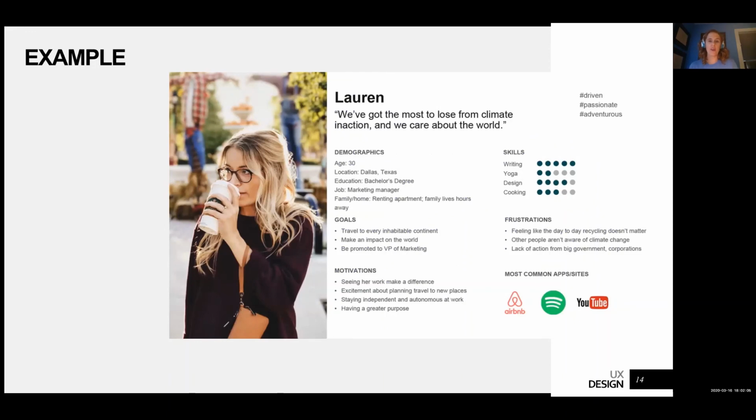Here's an example of one I created. This is Lauren. She's got her demographic profile, and all of this is based in fact. I also had goals, frustrations, and motivations that I was working from. And again, all of this is based in fact from the interviews that I did for my project. Now, you can create your persona using tools that you're comfortable with. Some people create them in Photoshop, some in Figma or Sketch. This one I created in PowerPoint, actually. So it's really up to you.